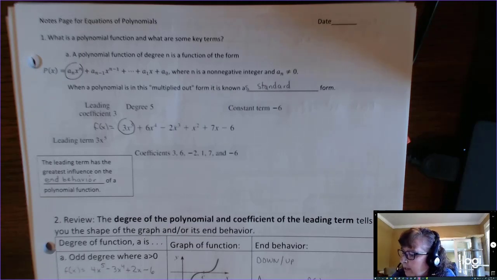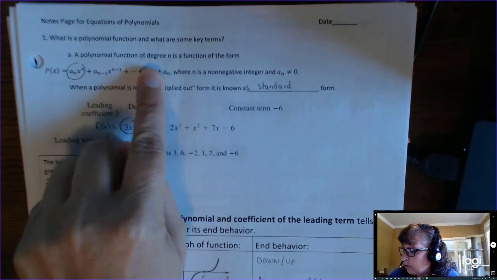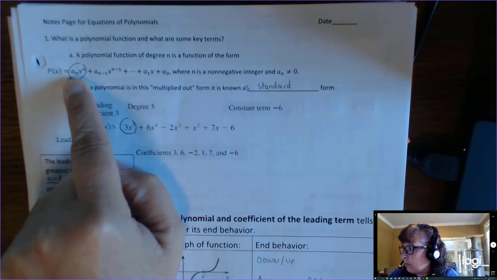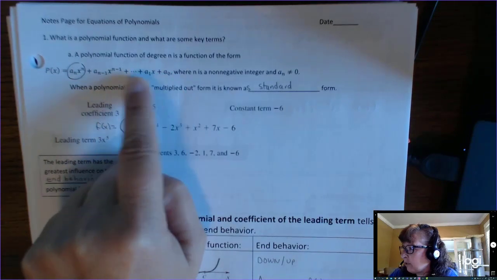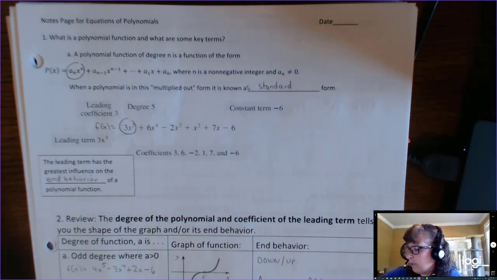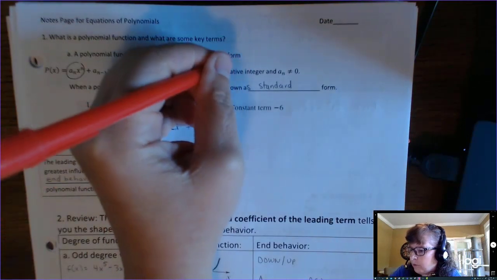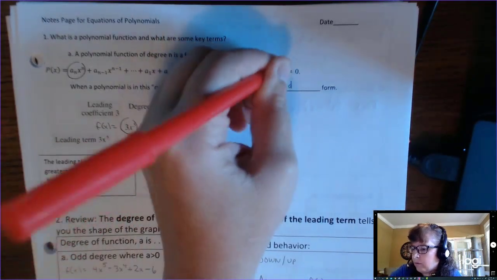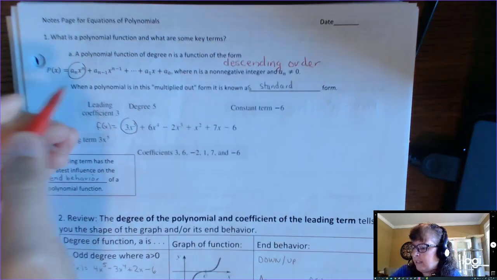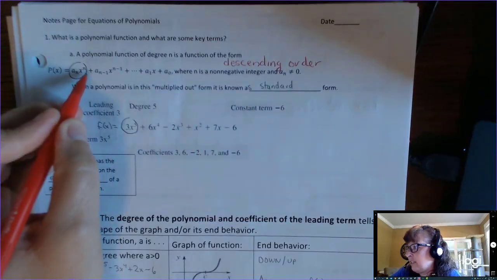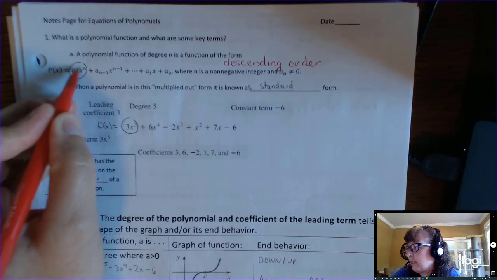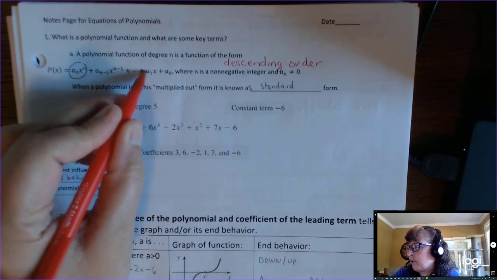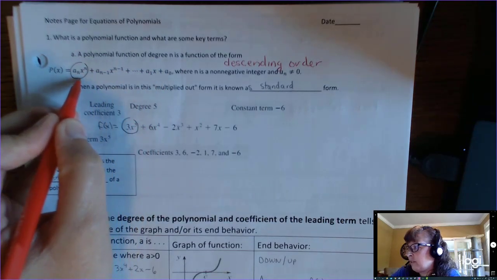But a polynomial function of degree n is a function of the form p of x equals, and then you have all these terms here. We talked about how you want to have your function written in descending order so you can see the leading coefficient. So descending order means you take the highest exponent, write its term first, and then each exponent that's lower goes after. So this is the leading term.